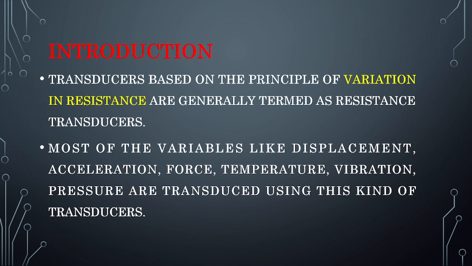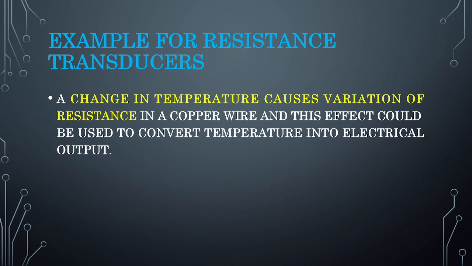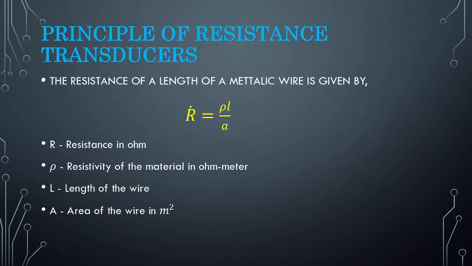Most of this variation will depend on factors like force, temperature, acceleration, displacement, etc. So there are examples of resistance transducer. When there is a change in the temperature, it is because of a change that happens in the resistance, for example in a copper wire, and this effect could be used to convert a temperature into an electrical output. Similarly, it can be used for pressure, force, vibrations, or anything like this.